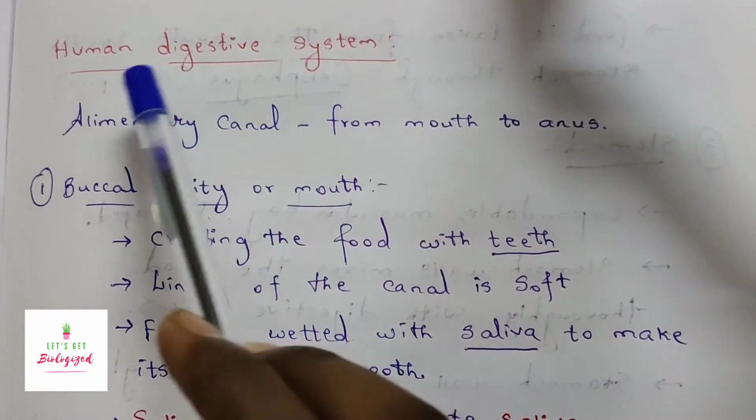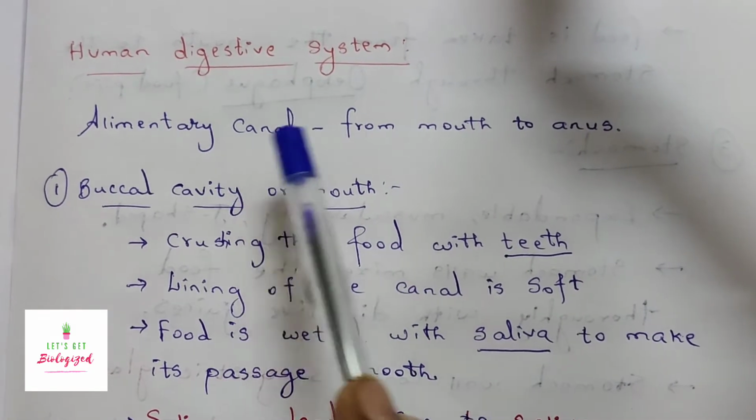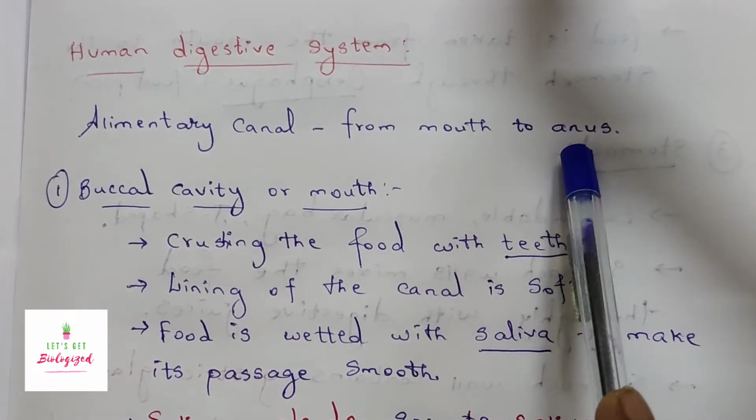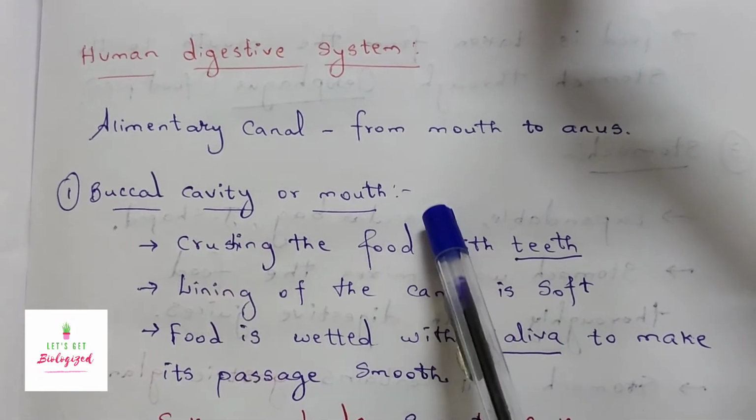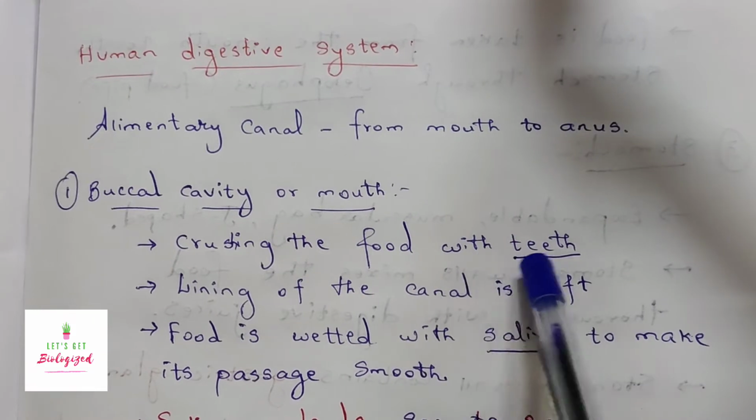Human digestive system, one of the topics under life processes. The alimentary canal starts from the mouth and ends with the anus. That is a single tube. First, the buccal cavity or mouth.